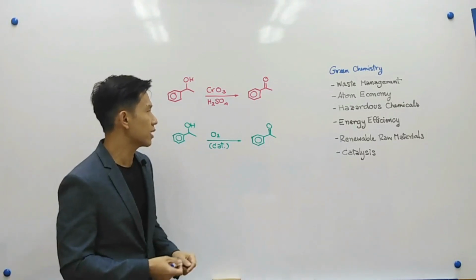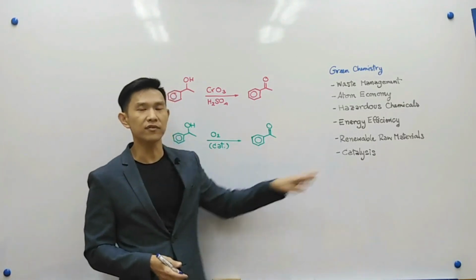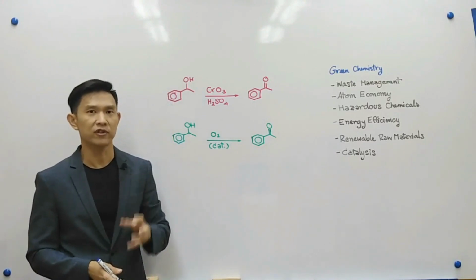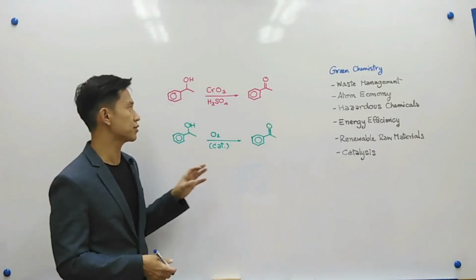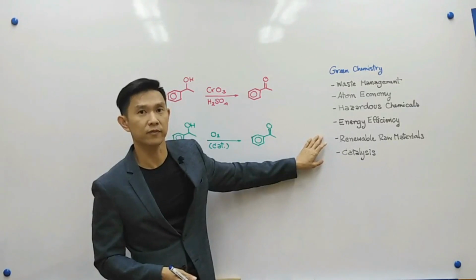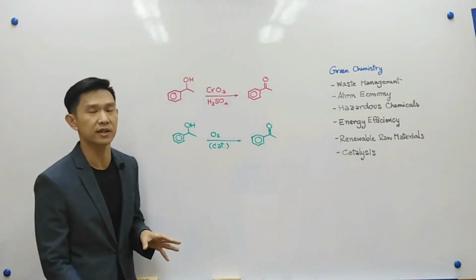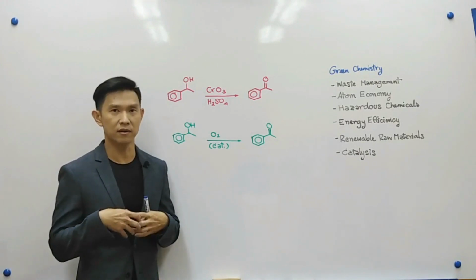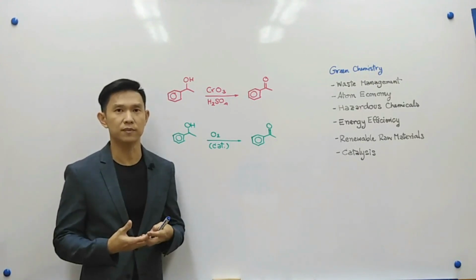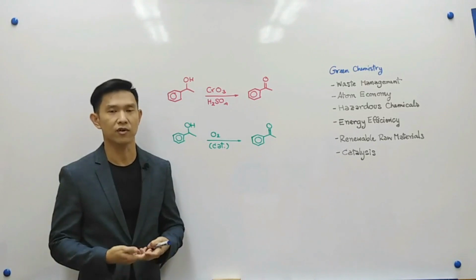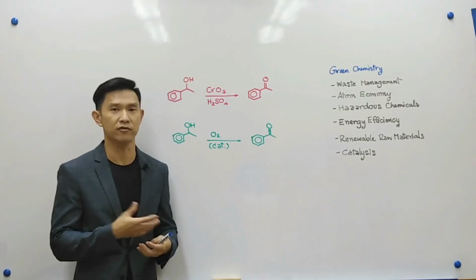And the last topic is catalyst. So if you can use a very efficient catalyst, you reduce all of the things up here, right? So green chemistry is about how you can manage the reactions to be safer for your health, for the environment and everything.